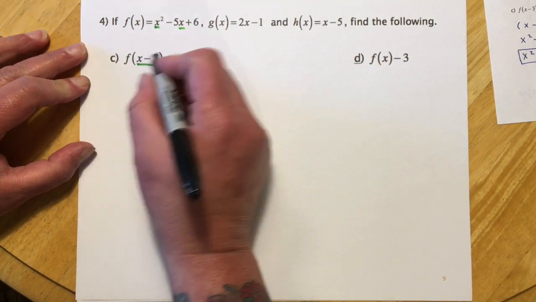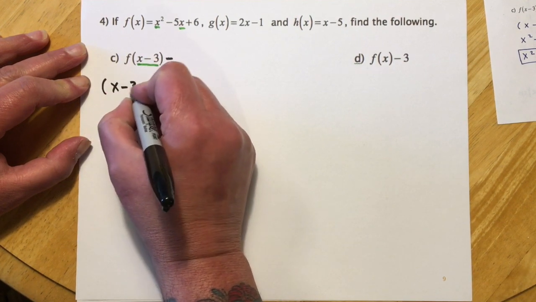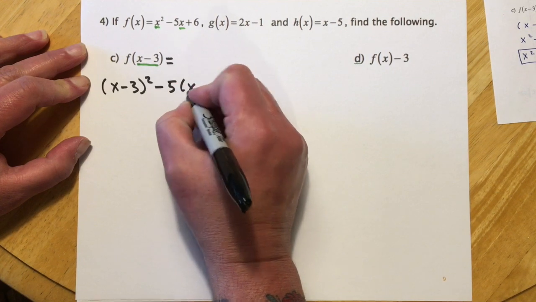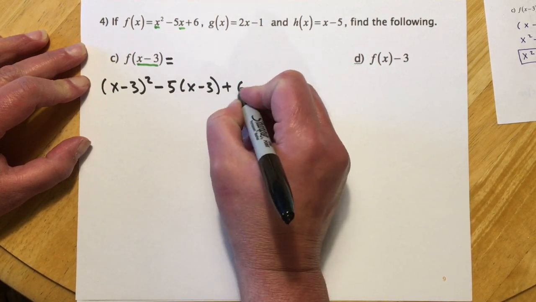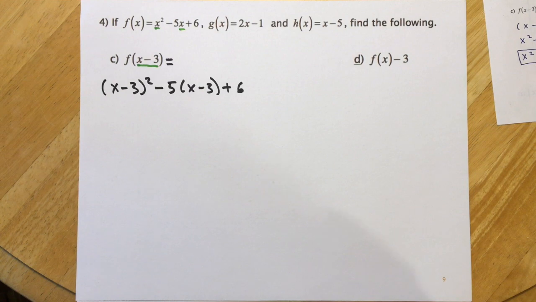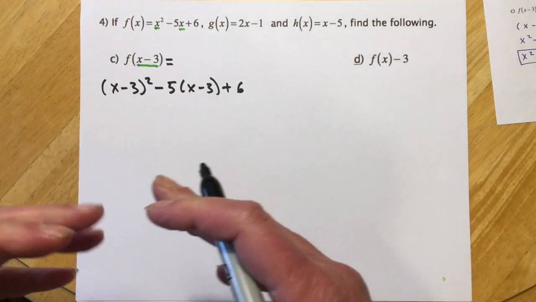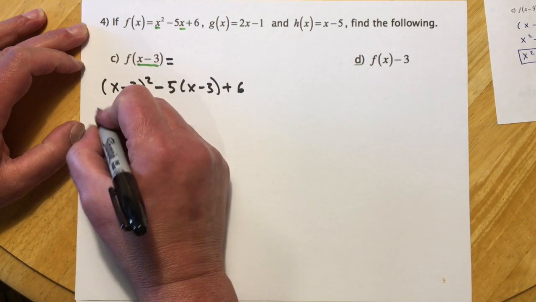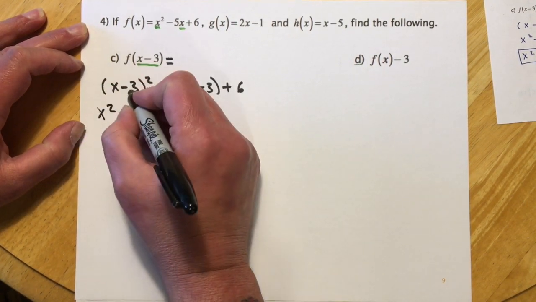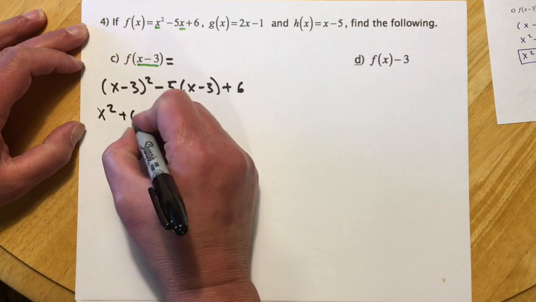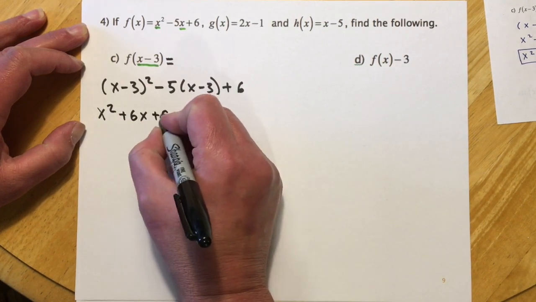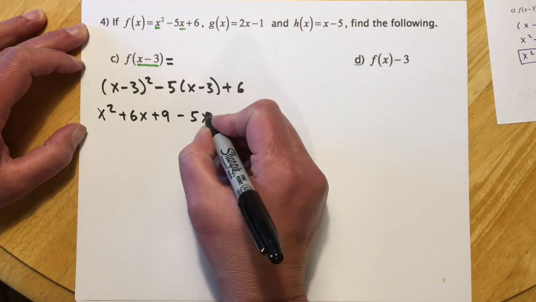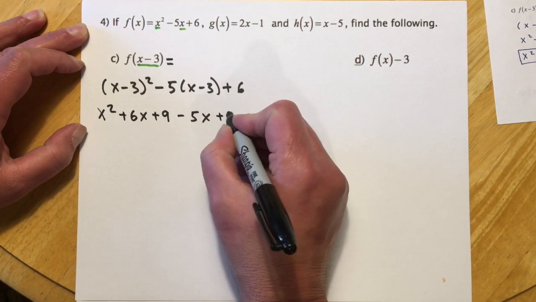I'm going to start it down here just to make sure I have enough room. X minus 3 squared minus 5 times x minus 3 plus 6. So then we expand this out and then simplify, and then we're done. I'm going to use special products here, so x times x is x squared, x times 3 and then double it makes 6x, 3 times 3 makes 9, and I'll distribute that 5, so minus 5x, and then minus minus makes plus 15.